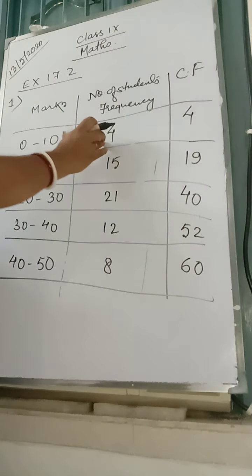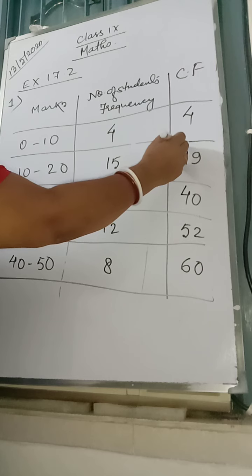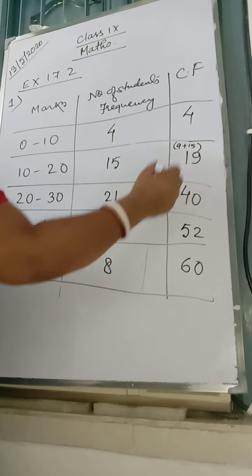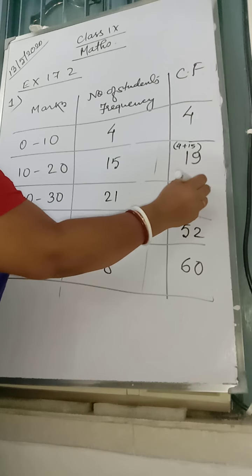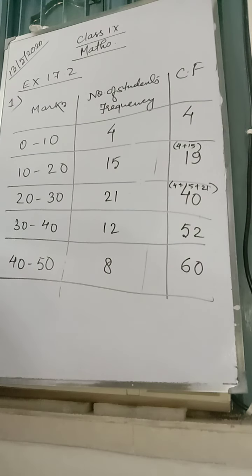This 4 I have written as it is, 4. Next is 4 plus 15. This is 4 plus 15 plus 21. Means all the frequencies we will be adding. This one you don't have to show. To make you understand I have written. Similarly for question number 2, we'll be writing number of patients, and that is frequency, and cumulative frequency. This is very simple.